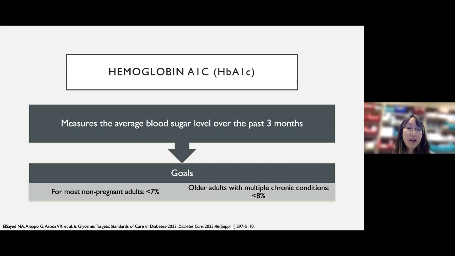So for most non-pregnant adults, we're going to aim for an HbA1c level of less than 7%. And for older adults who have multiple chronic conditions, we can be a bit more lenient with our goal. So their goal would be less than 8%.